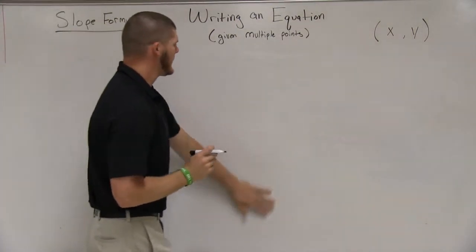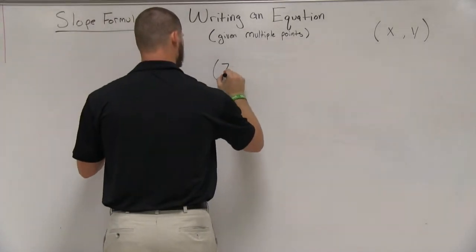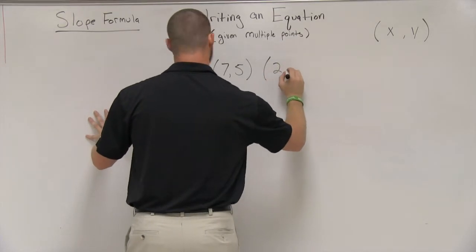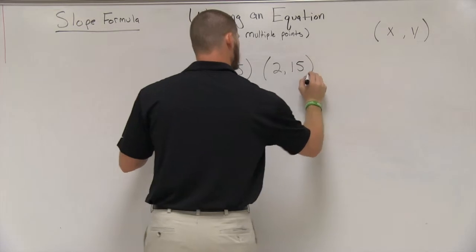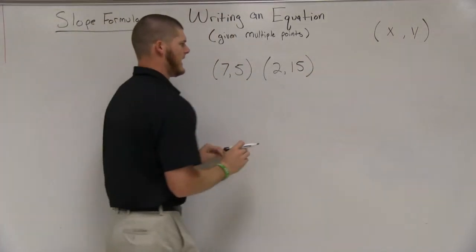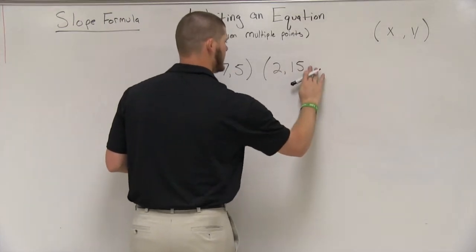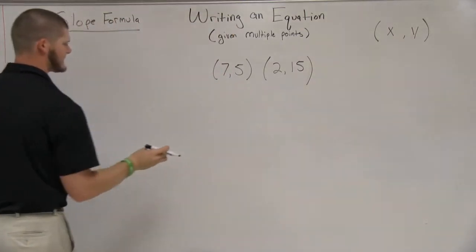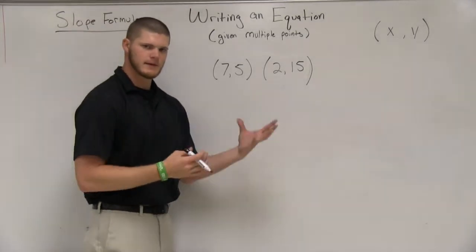So let's say that we have the 2 points, 7, 5, and 2, 15. So we have the points 7, 5, and 2, 15. And we want to be able to find out what the equation is that would give us these 2 points. This is multi-step. This takes a couple different equations.